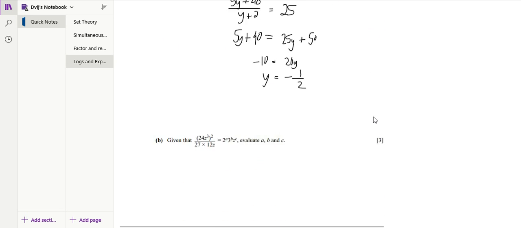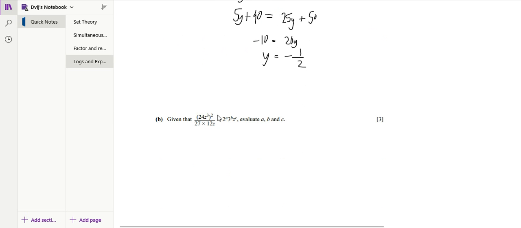Cool. The next question. Given that this complicated thing is equal to this equally complicated thing, evaluate A, B, and C. Now, the thing with this kind of equation is, because you want to find the powers, you might be tempted to use logs straight away. And I'd encourage you to just think for a second before you start a question like this, whether using logs is really the best method. So we have a 27, a 12, and a 24 on the left hand side. And we want to decompose those into powers of 2, 3, and z.